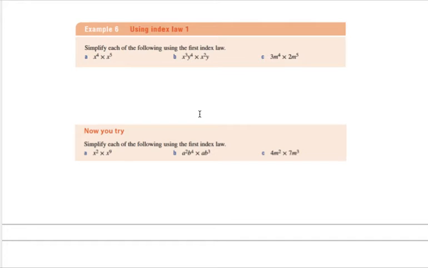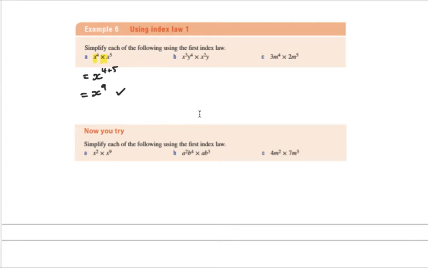So we need to simplify each of these, and this is where all these questions start getting a little bit more fun. So first step, we've got the same bases here, x and x. Therefore, we can use our first index law because we have a times here. So I would write this as x to the power of 4 plus 5, which is x to the power of 9.